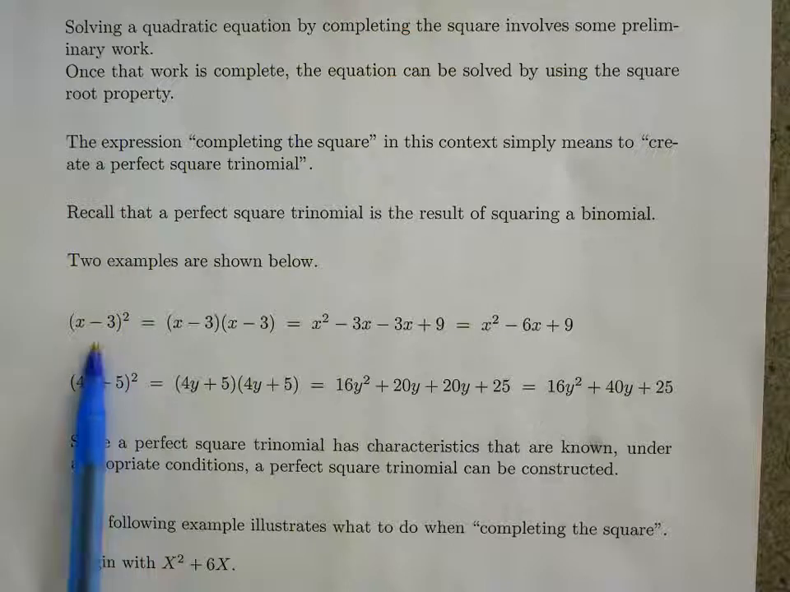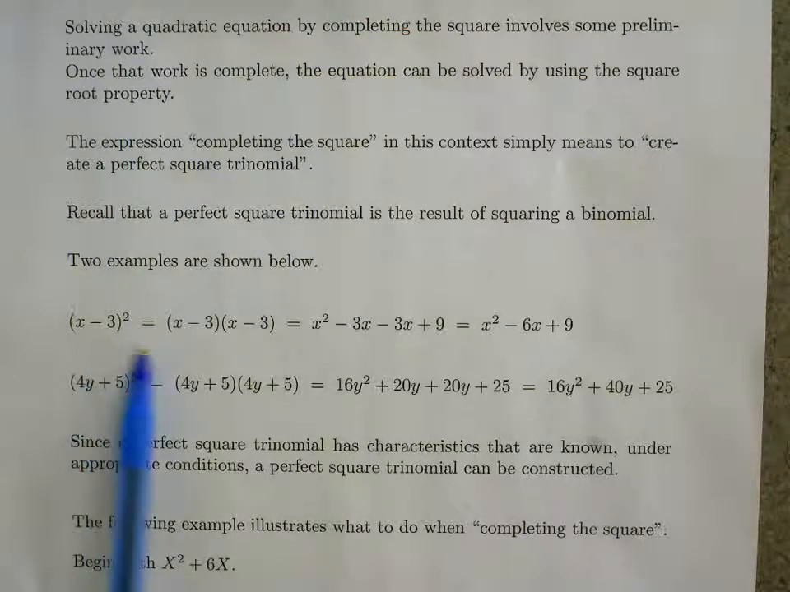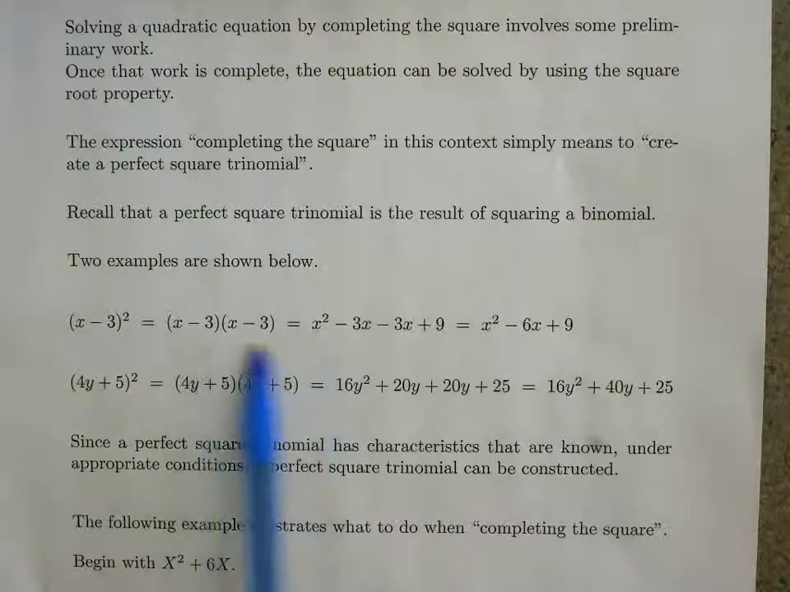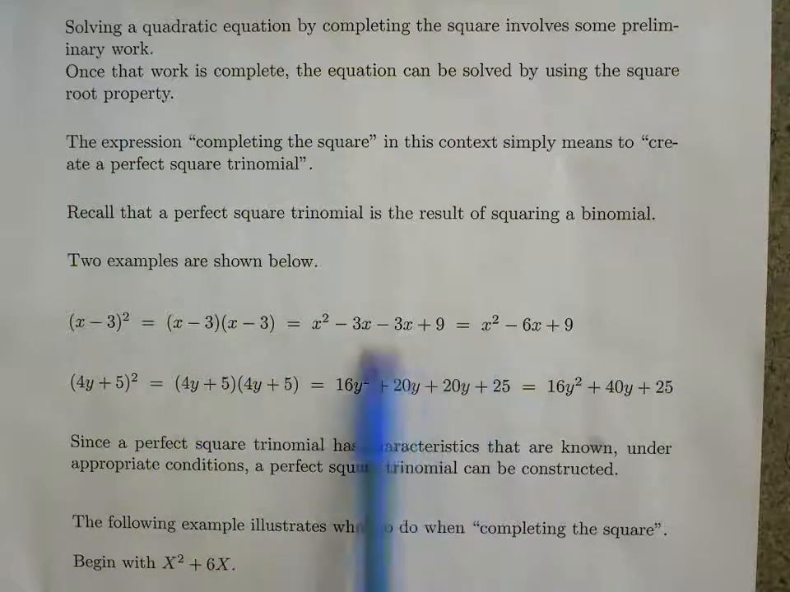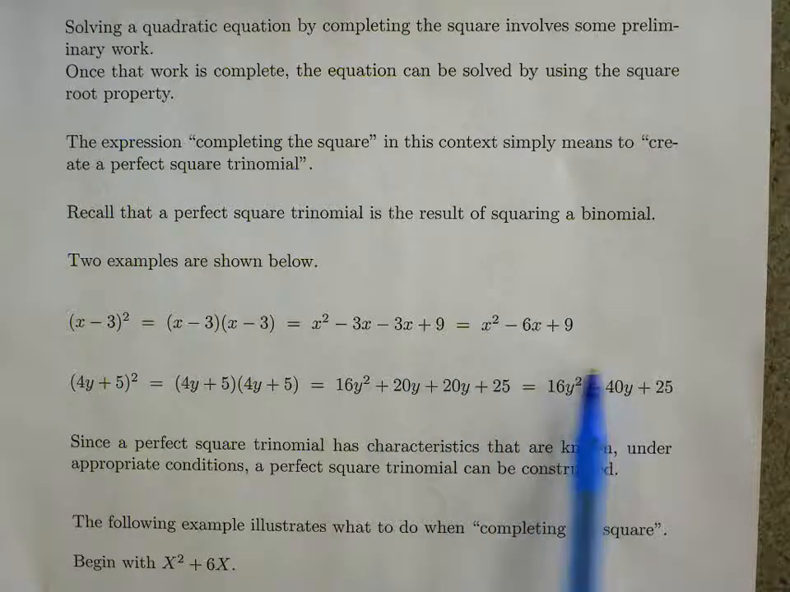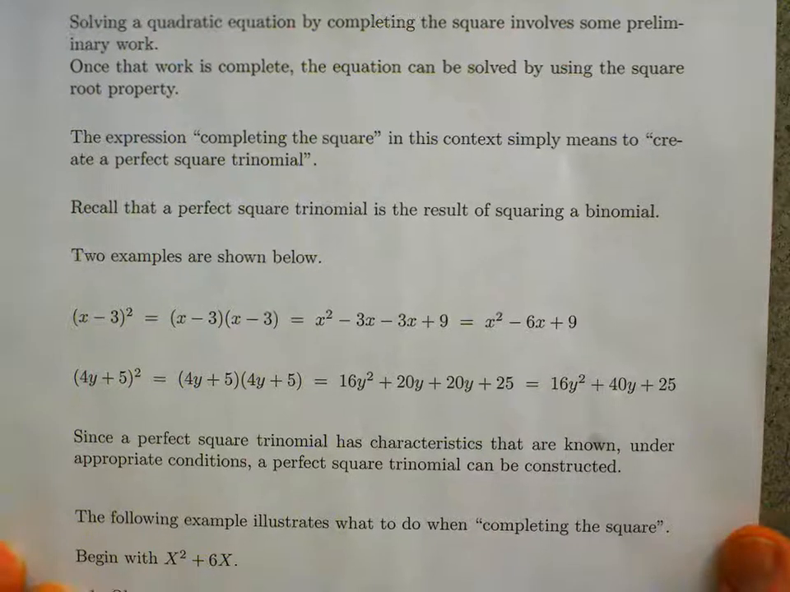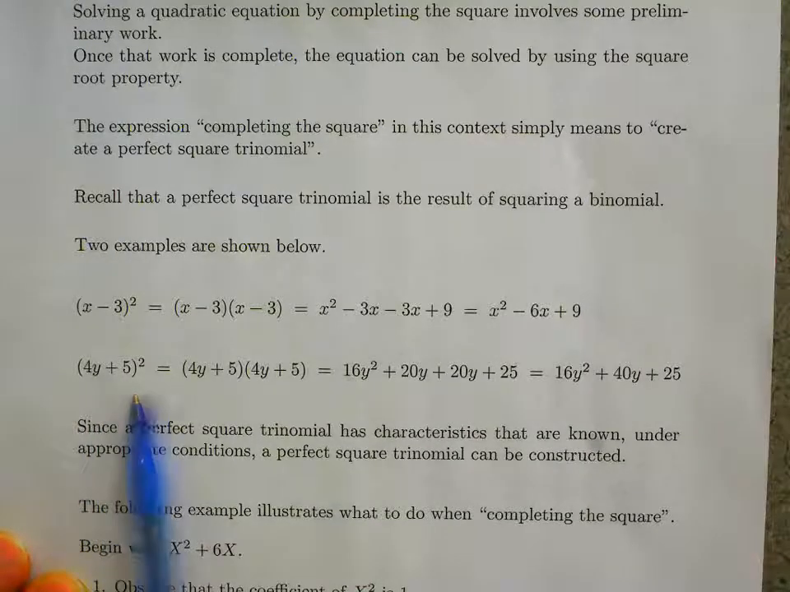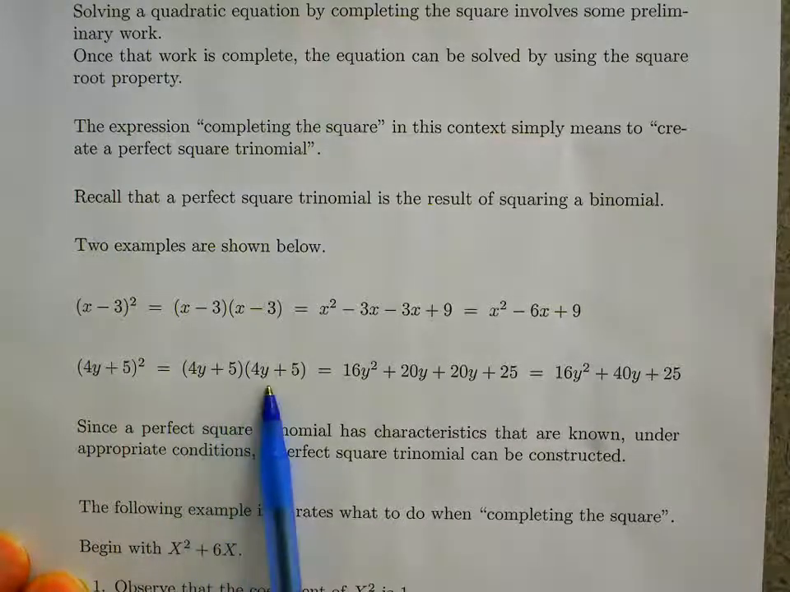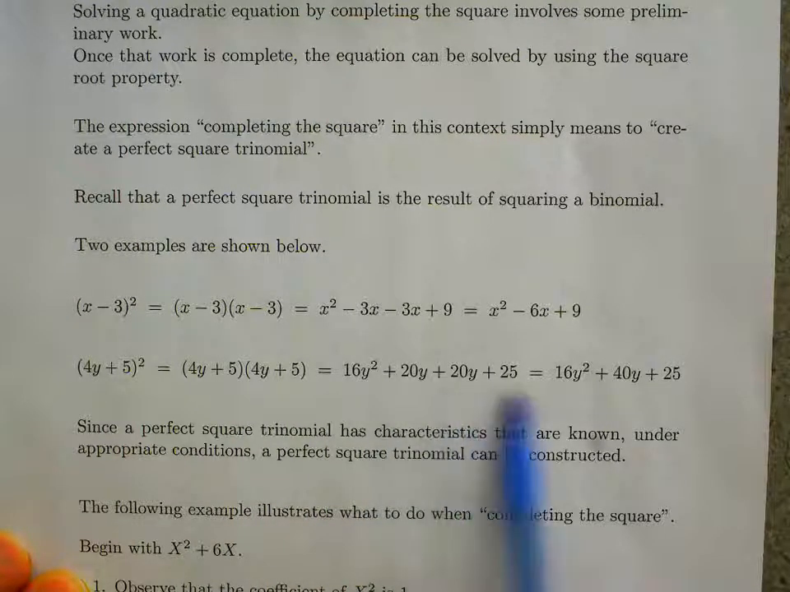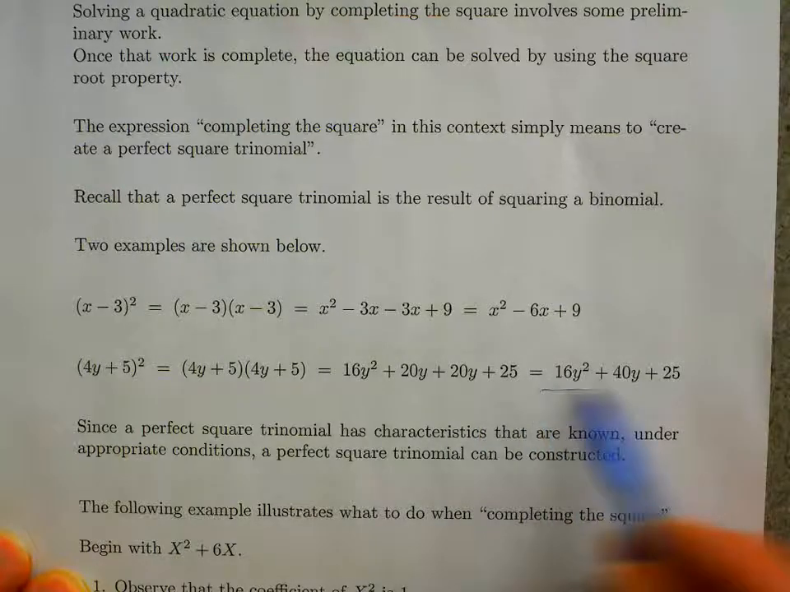If you square the binomial x minus 3, that means x minus 3 times x minus 3. And when you multiply it out and combine the like terms, you get x squared minus 6x plus 9, which is a perfect square trinomial. Another example, 4y plus 5 squared means 4y plus 5 times 4y plus 5. Multiply that out and combine like terms, the result is a perfect square trinomial.